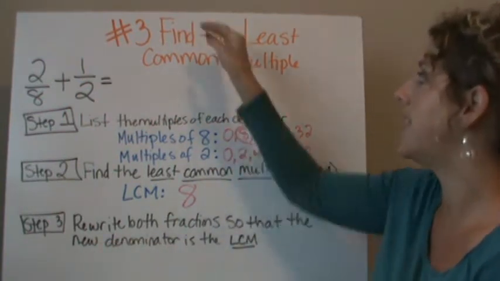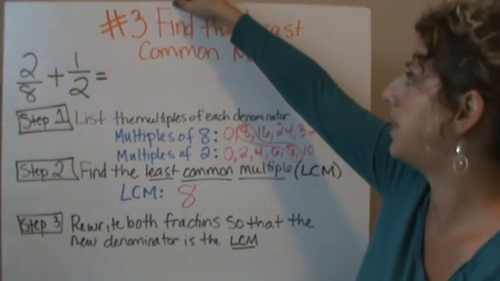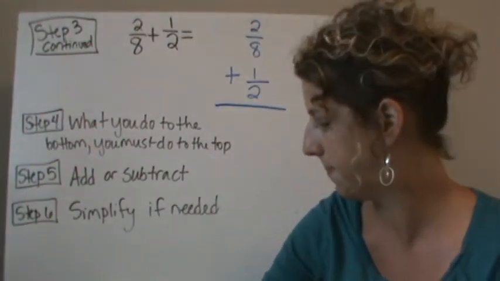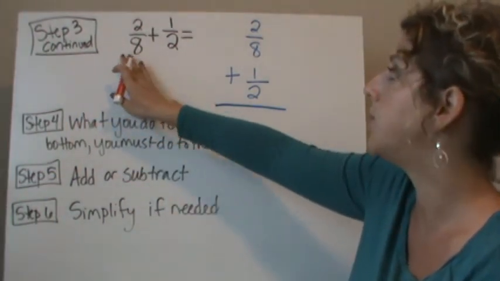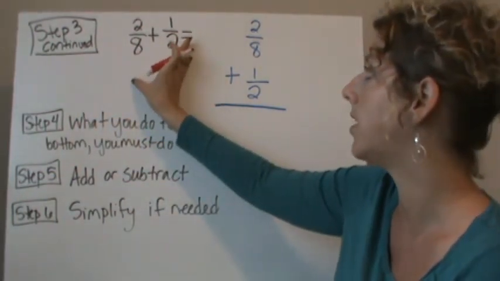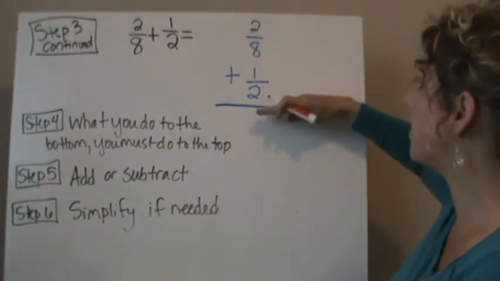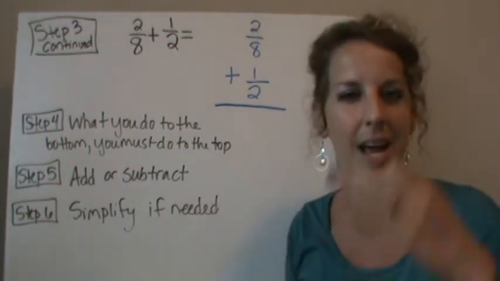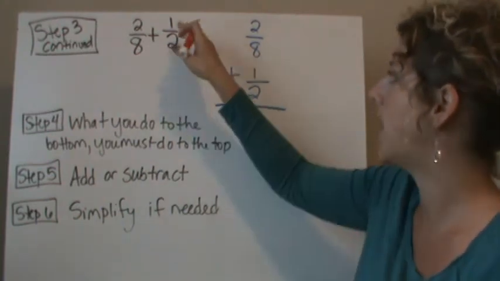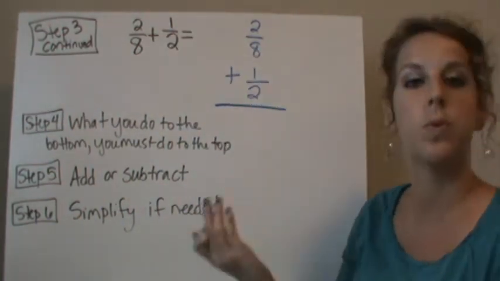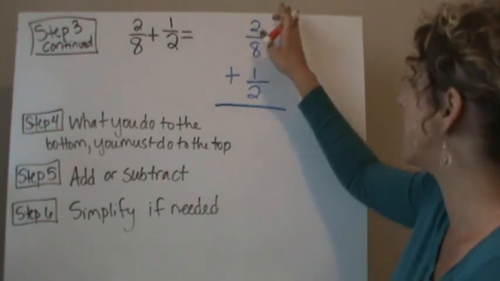So I've done that on the next board, so we have plenty of room. So step 3, we wanted to rewrite it. This is how it used to look. Now we've rewritten it up and down. It's easier to write it up and down so you can do all your work over on the side instead of trying to figure out which one goes with what. And you'll see what I mean in a minute.